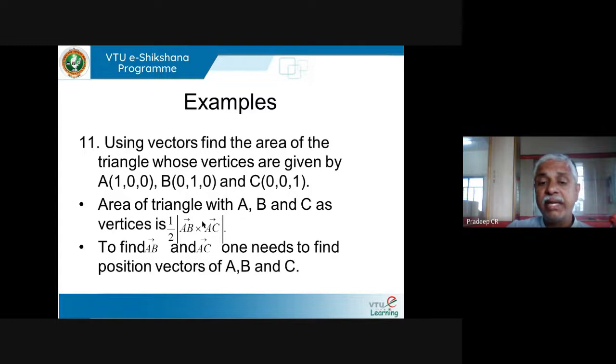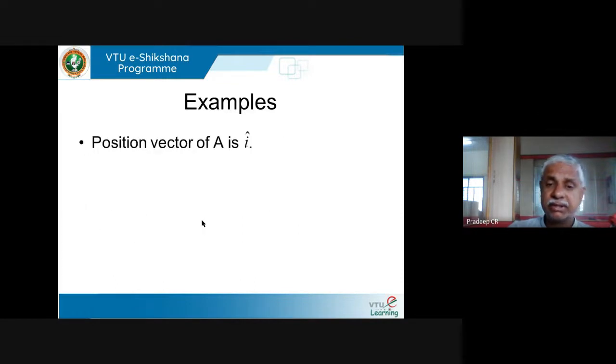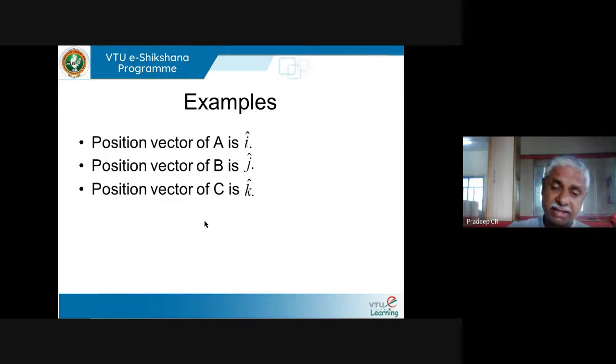So how do I find AB and AC? If you give me point A, I know how to find its position vector OA. If I want to find AB, I need to know OA and OB, and take OB minus OA. That I can find because the points have been given. So I just write the position vectors. The position vector of A is i, clearly, because it is 100. The position vector of B is 010, which is j. Similarly, the position vector of C is k.